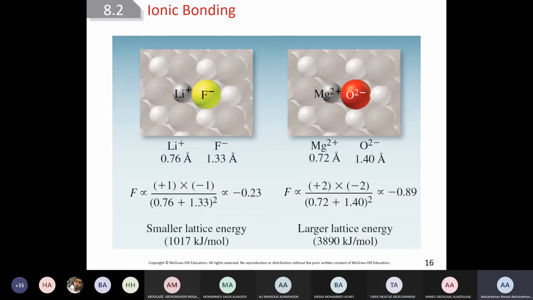Okay. Compare it now to lithium fluoride and MgO. They're almost the same size. Can you see the size? That's the exact size. They are very similar, almost. But this one has a +2 charge and this one has a -2 charge. Okay? And because of that, look at the numbers. Is this clear?